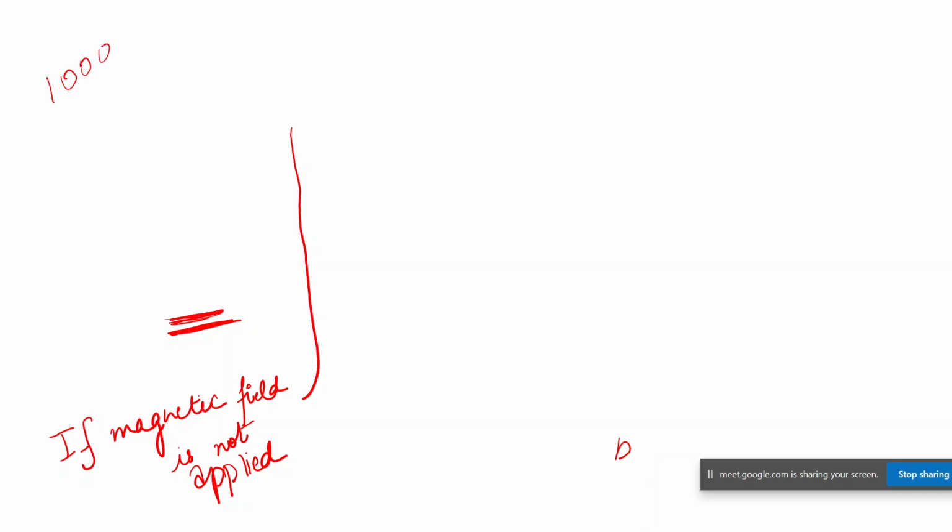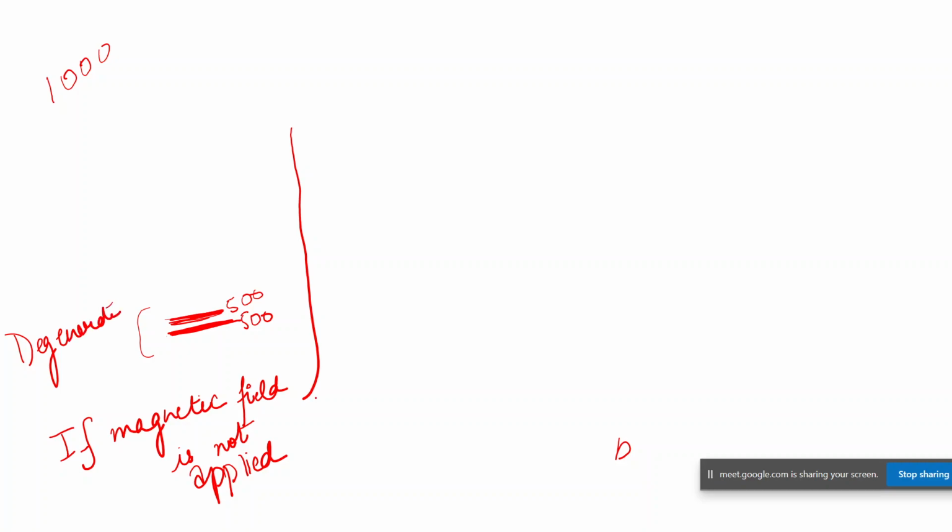You know that the energy levels are degenerate. Suppose there is no magnetic field applied, then the energy levels are degenerate. What does degenerate mean? Suppose you have 1000 molecules, then 500 will be in this energy level and 500 will be in this energy level. So basically these two levels are degenerate.